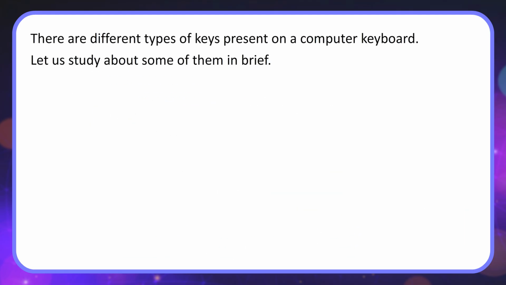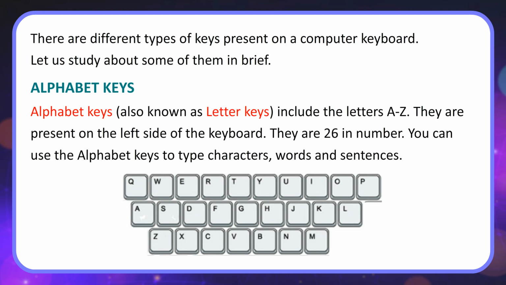There are different types of keys present on a computer keyboard. Let us study about some of them in brief. Alphabet keys. Alphabet keys, also known as letter keys, include the letters A to Z. They are present on the left side of the keyboard. They are 26 in number. You can use the alphabet keys to type characters, words and sentences.